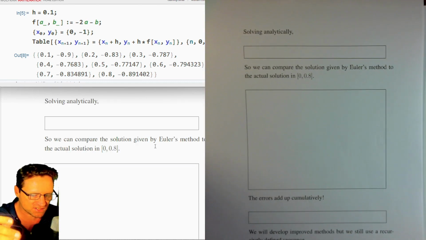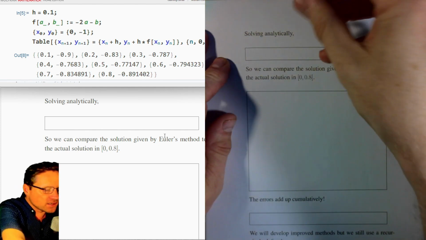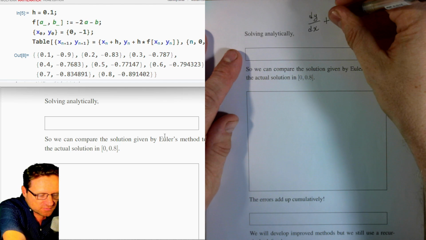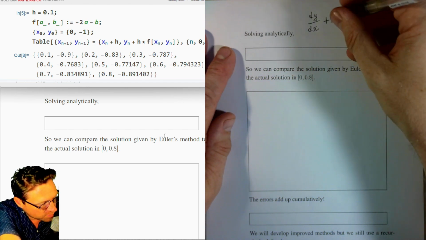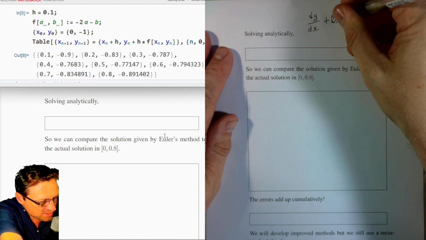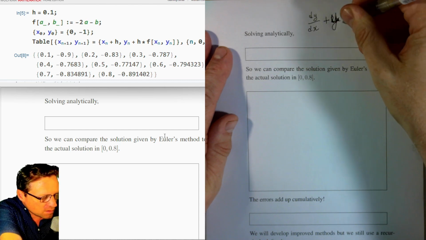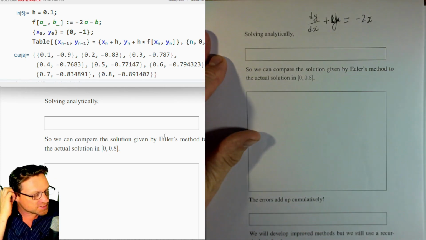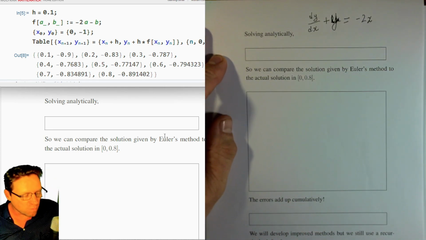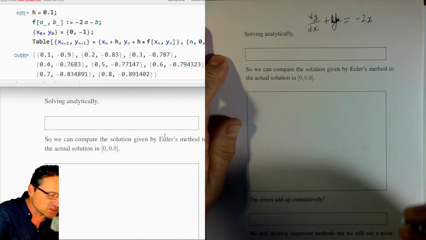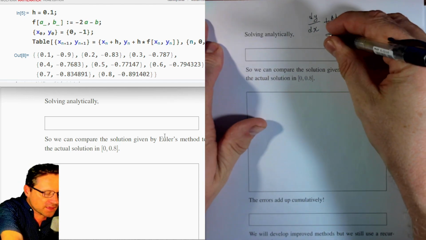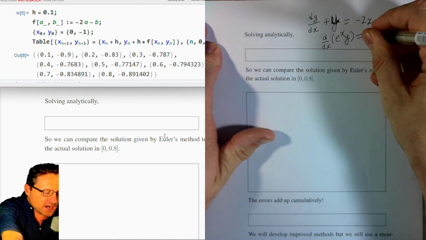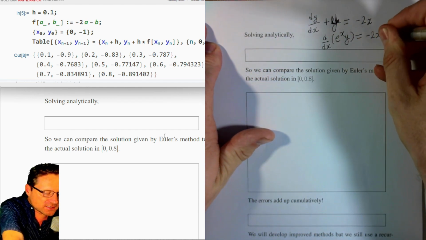Okay, so next, let's solve that equation analytically. So we had dy/dx equals minus 2x, but let's take that y over to the left-hand side. So we can call this thing linear, and that's equal to minus 2x. So the coefficient of y is 1, so our integrating factor is e to the integral of 1 with respect to x, which is e to the x. So we multiply throughout by e to the x, and the left-hand side packs up as the derivative of e to the x times y, and the right-hand side is minus 2x e to the x.